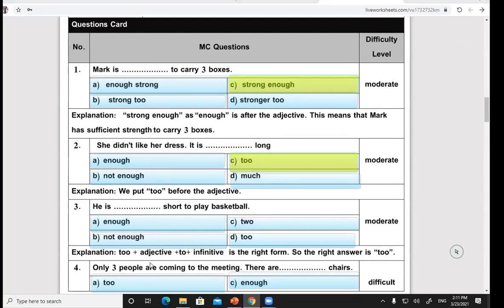Who can help me? Suleiman Belibda? Suleiman Belibda, where are you? Wait a minute, listen, one minute. There is a technical problem. I'll try to solve it now in a minute.